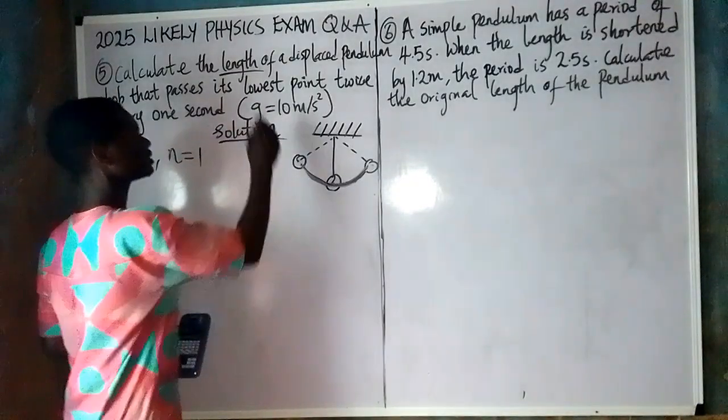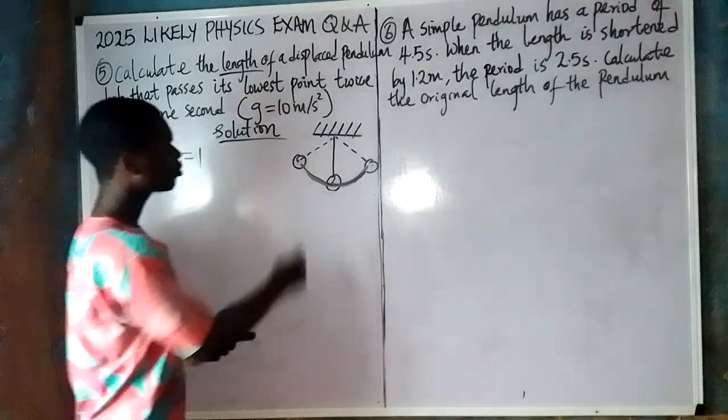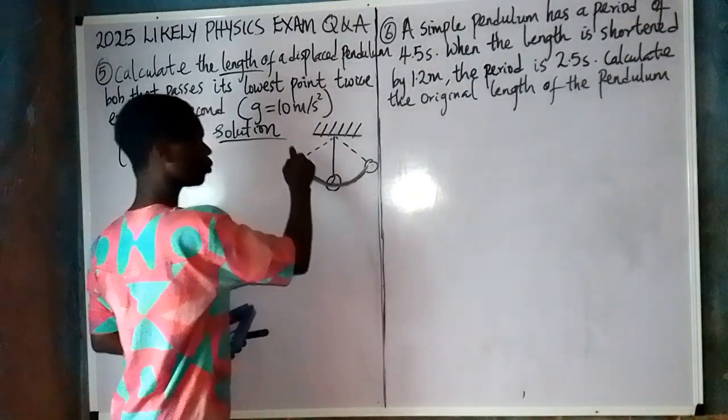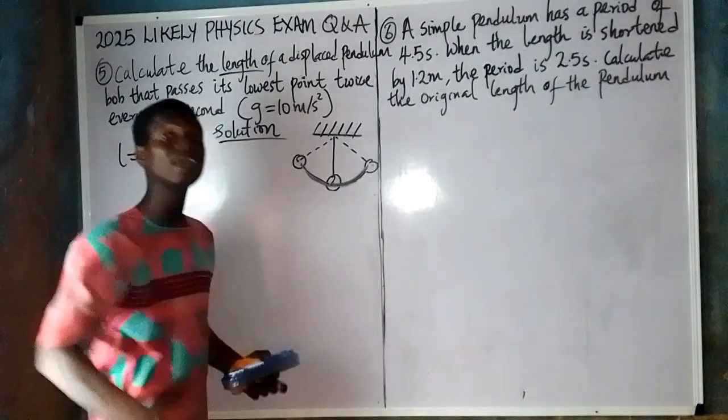If they said it passes through the lowest point 4 times, that will be equivalent to how many oscillations? 2. Check. 1, 2 oscillations, but it actually passes here 4 times.